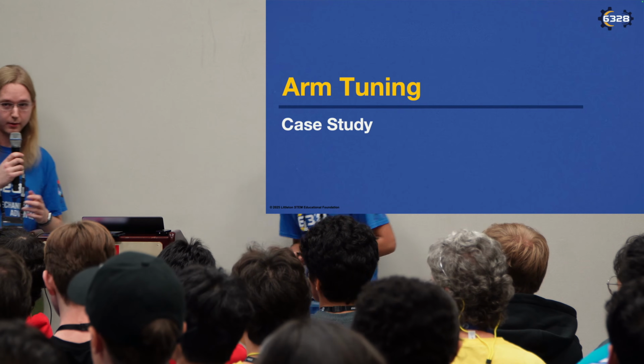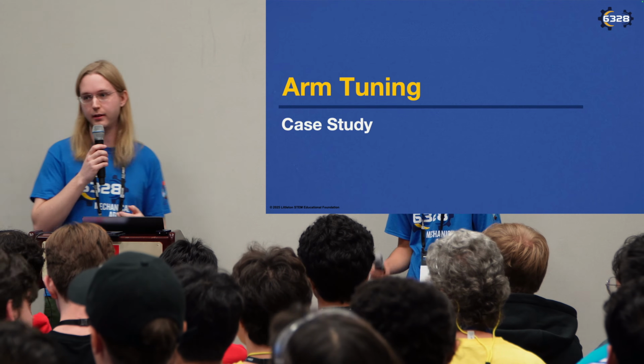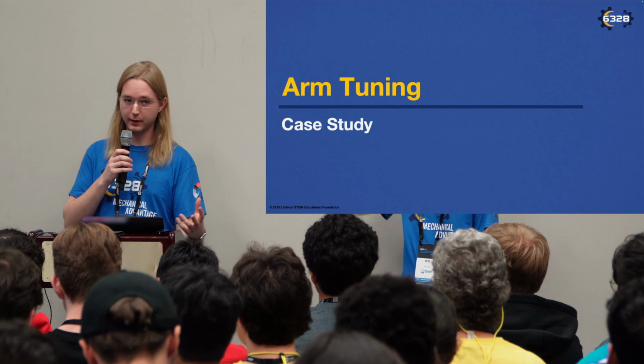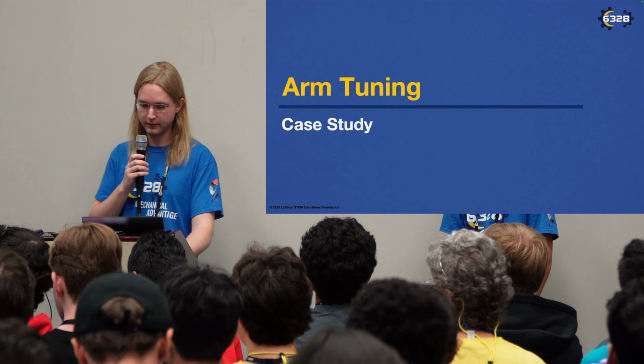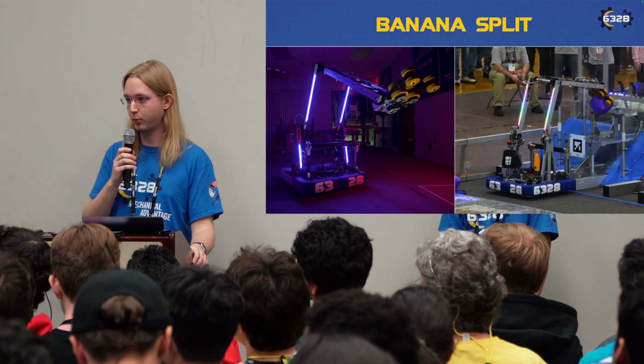Okay, so now we're going to take a look at a couple of case studies to hopefully paint a better picture of how AdvantageScope and logging can be helpful. And the first case we're going to look at is one where we're tuning an arm. So for context, this is our 2023 robot.